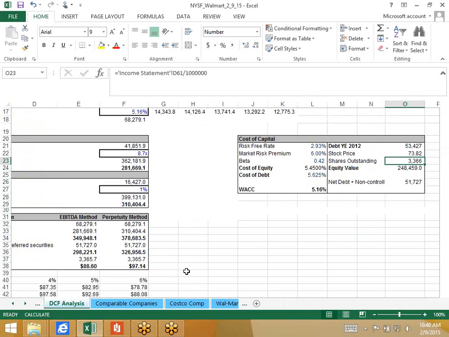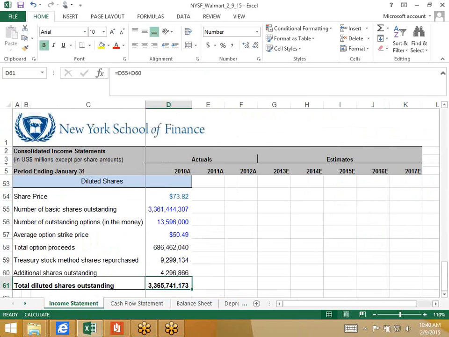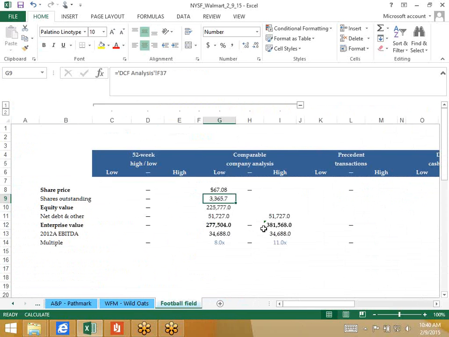This should be the diluted, right? Yep, diluted. Good. I did double check that.